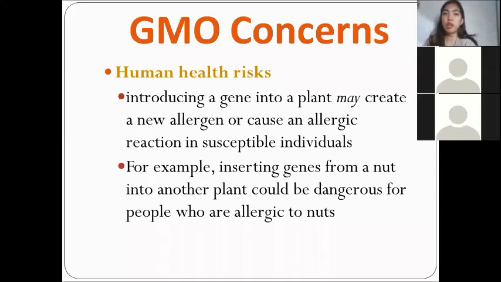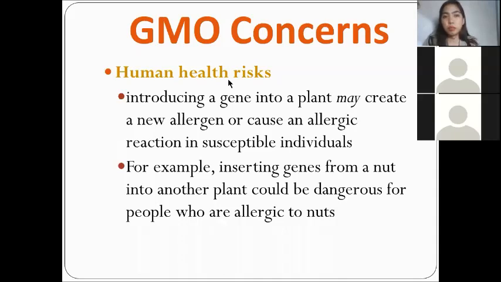So, let's say, for example, an apple. And then, you're going to insert the genes from a nut. And then, I am not aware as human that this apple is a genetically modified organism, which is meron siyang nuts. And then, allergy ako sa nuts. So, what will happen to my health? Pwede siyang maapektuhan dun sa human health risk.